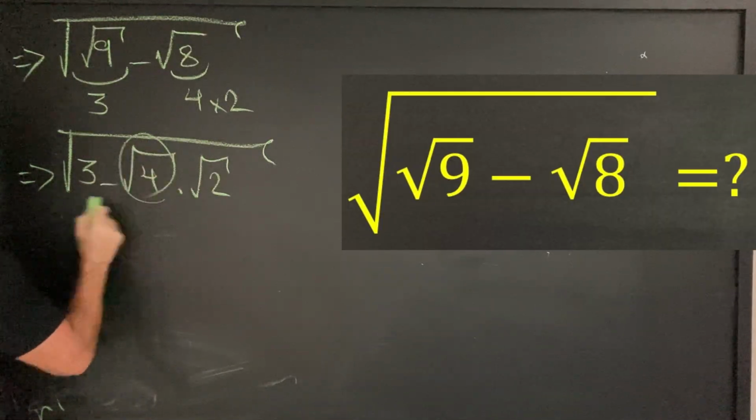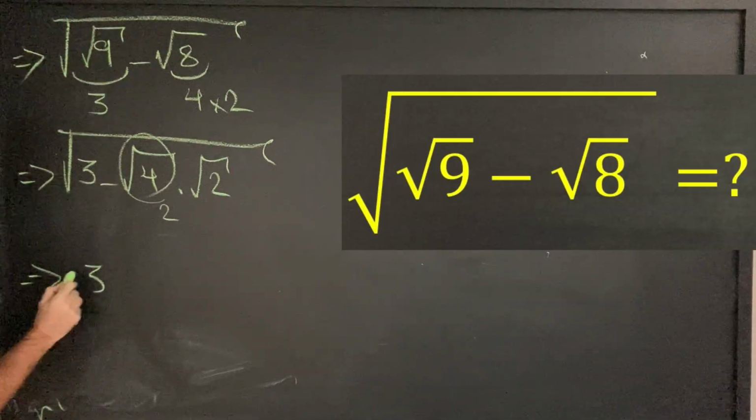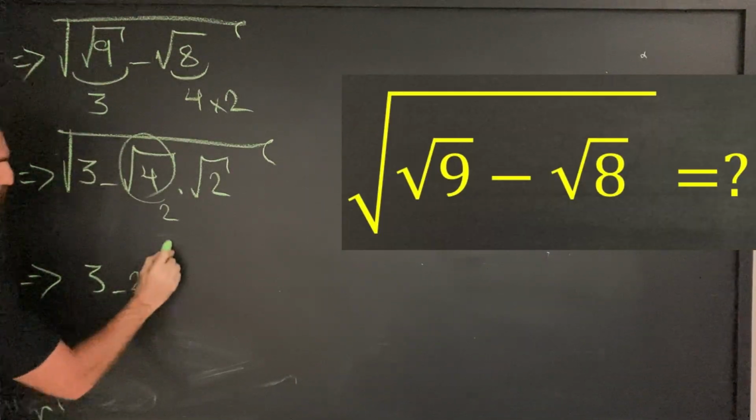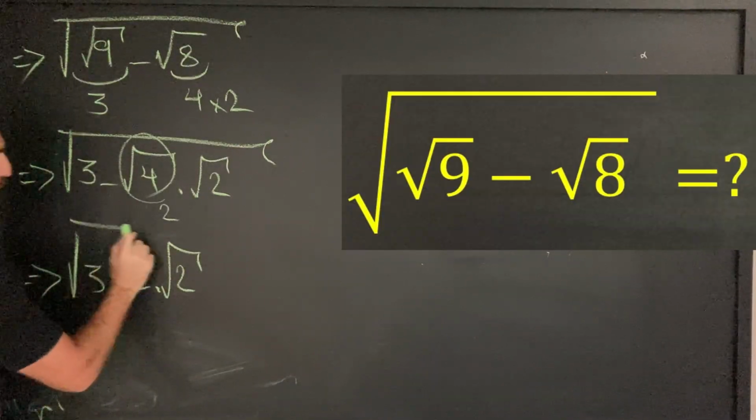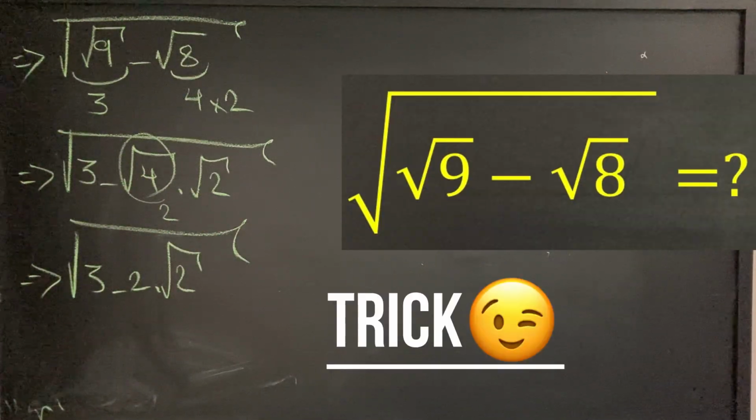As you know, second root of 4 is 2. So let me write it in the form of 3 minus 2 times second root of 2, square root of this expression. But what is the next step? Now we need to be a little bit tricky.